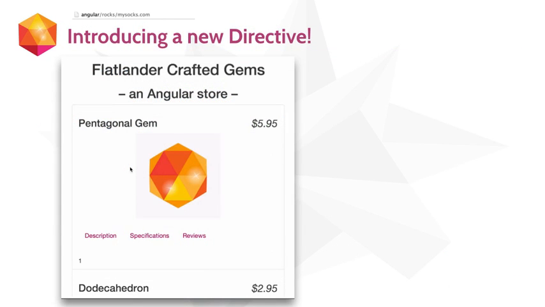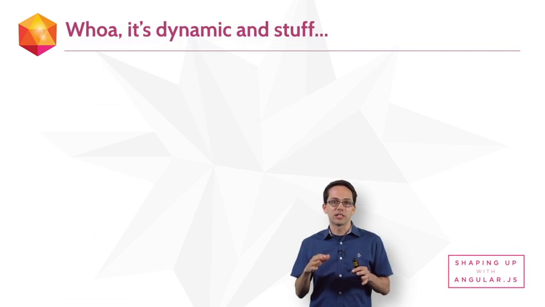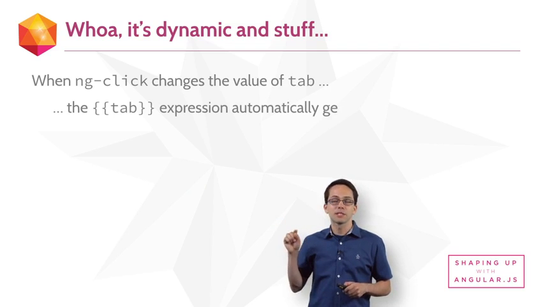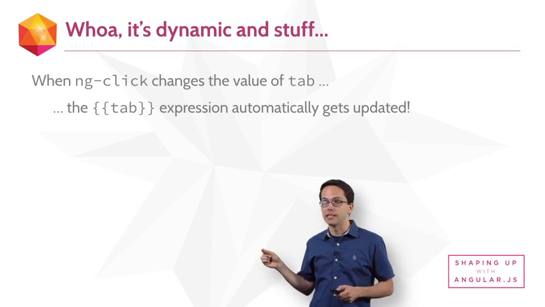So if we jump into the browser, we can see that if we click on the different tabs, the tab value gets printed out to the screen. Pretty neat, huh? We never defined tab, but just by clicking on those different tabs, it changes the value. We're starting to get into the magic of Angular. When we click on one of those tab items, the tab expression automatically gets updated.